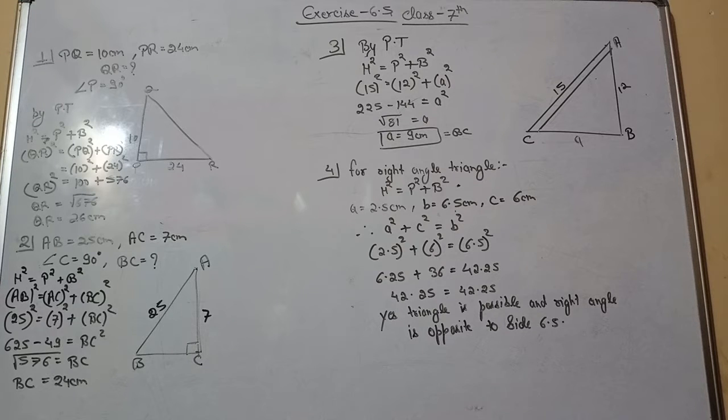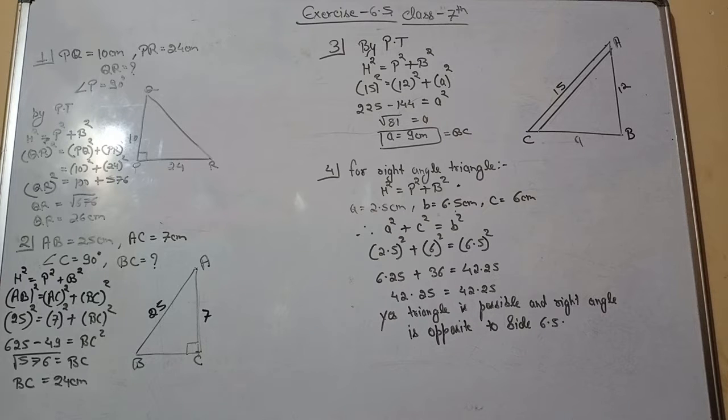In any right angle triangle, what is a right angle triangle? Any triangle which has one angle equal to 90 degrees. In any right angle triangle, hypotenuse squared equals perpendicular squared plus base squared. What is the hypotenuse? The longest side in any triangle is called the hypotenuse. The base line is called the base and the perpendicular line is called the perpendicular.